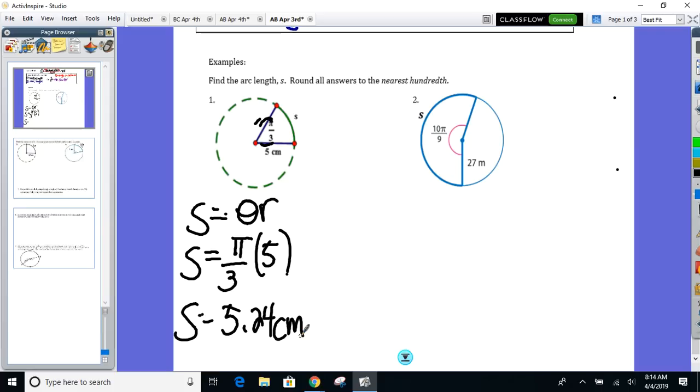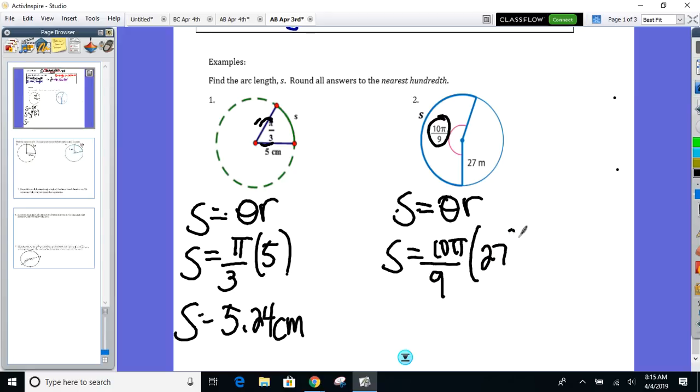Next one, going through these pretty quickly now. Again, take a look. 10 pi over 9, that's in radians, so I want to use the arc length formula, S equals theta R. So S equals 10 pi over 9 times my radius, 27. You guys can crunch the numbers on your calculator, round to the nearest hundredth, and we are looking at 94.25 meters. So again, angles in radians, I want to use S equals theta R versus the other formula from Wednesday.